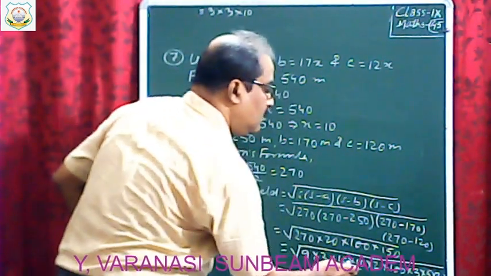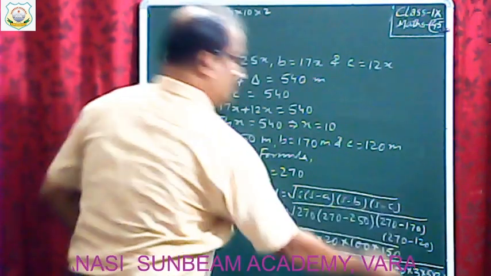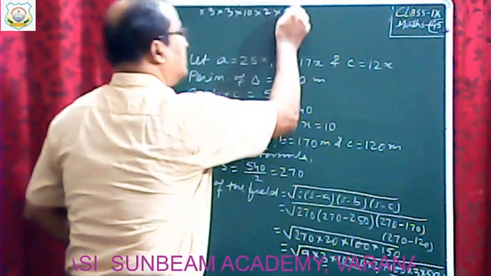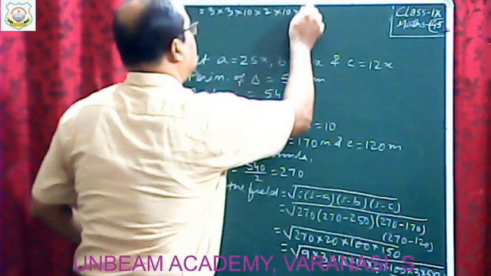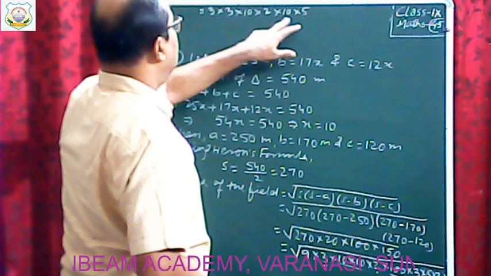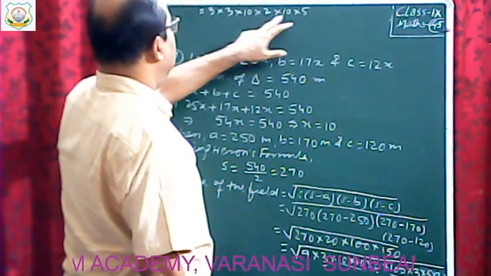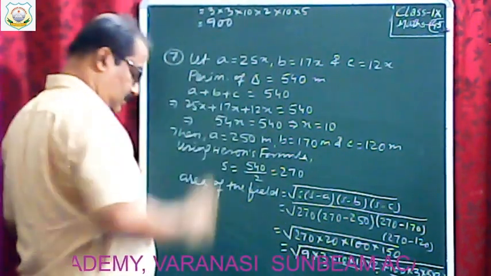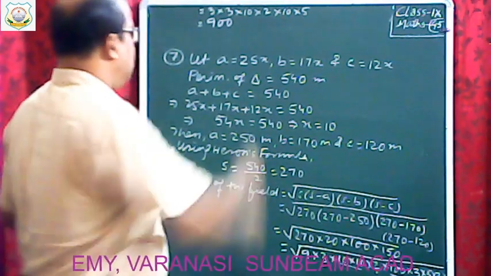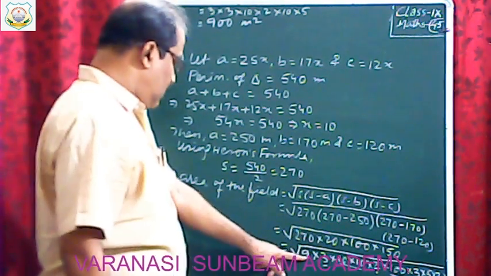Here we get 10, we get 2, one pair of 2 we have, 100 means 10, then 5. So, it is 9 into 10 into 10, 900 meters square. Once again you have to check yourself.